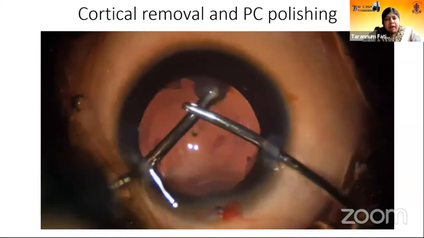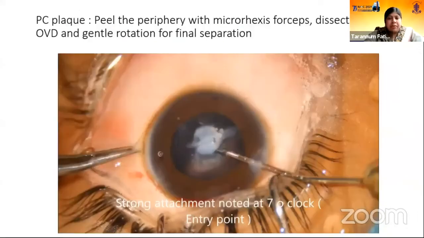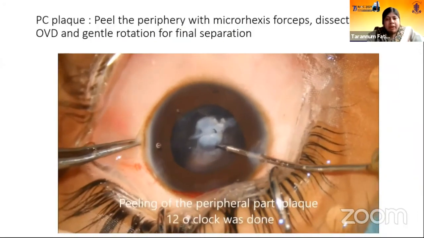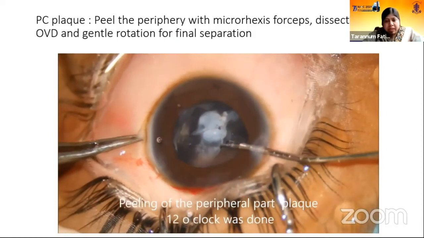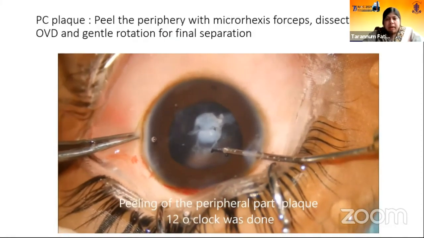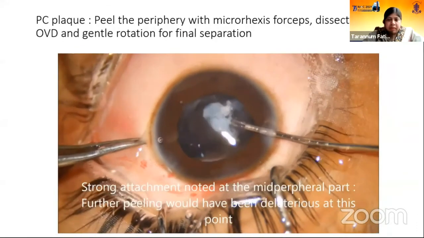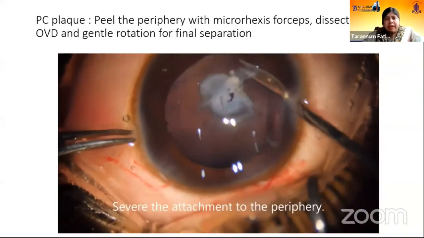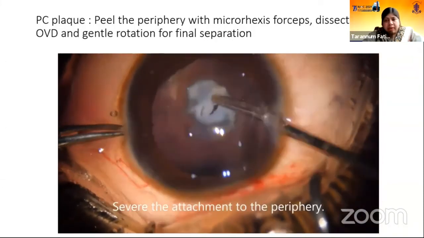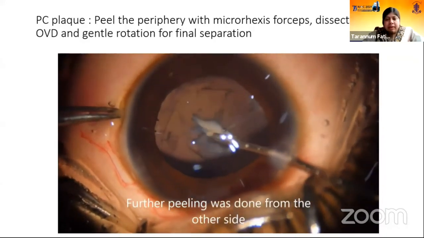Otherwise, there will be a very high-grade post-op inflammation, and also there can be a risk of PCO. Sometimes we do get this type of picture in which we find a PC plug sitting on the posterior capsule, and we have to peel this. Using the retroillumination of the high-end microscope helps in these cases. We are cutting these attachments and then peeling from the other side.